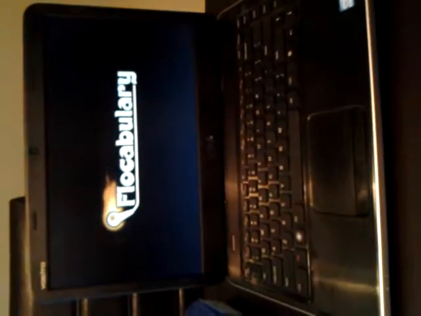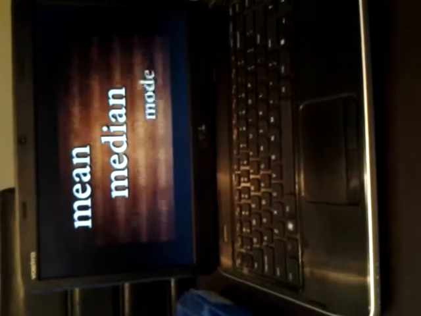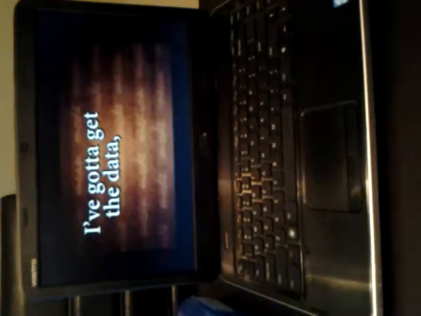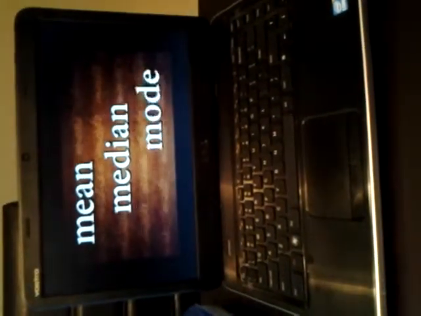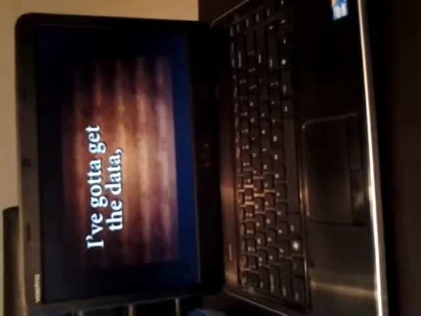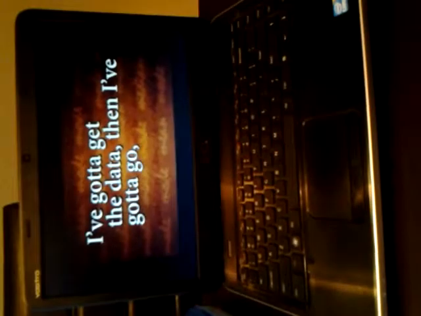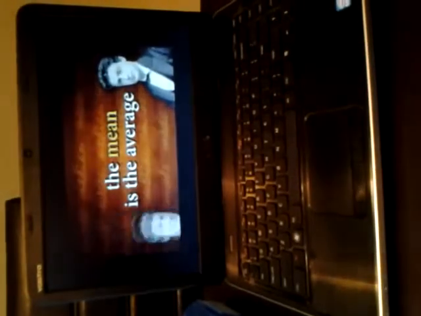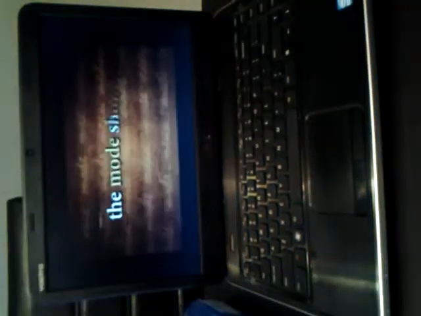Gotta get the mean, median, and the mode. Hey, yo, I gotta get the data, then I gotta go get the mean, median, and the mode. Hey, yo, the mean is the average, the median's the middle, the mode shows up the most. It's that simple.